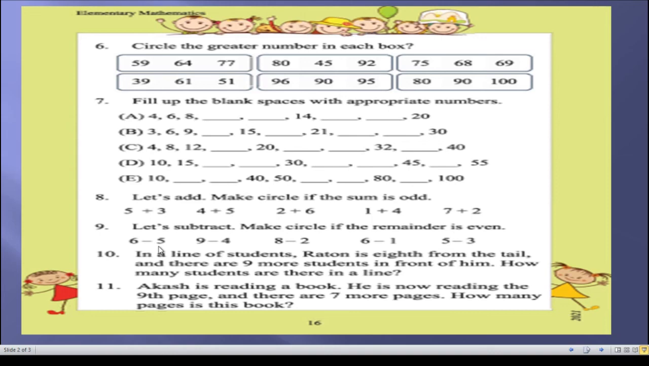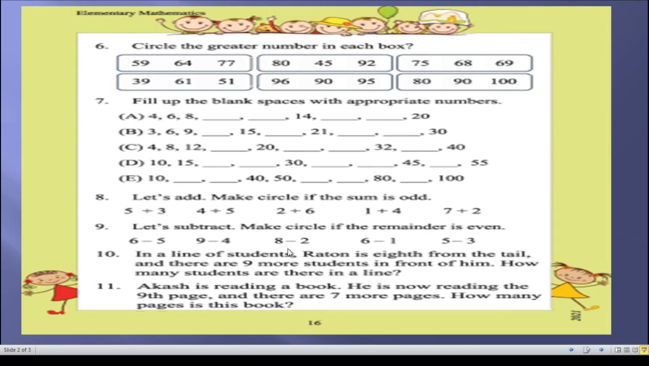If you see the next math, we can see 9 minus 4. 9 minus 4 is equal to what, students? I'm asking you. Yes, 9 minus 4 is equal to 5. So 5 is an odd number, and like the first one, you should not make a circle because it is an odd number. If it is even, then you should make a circle.